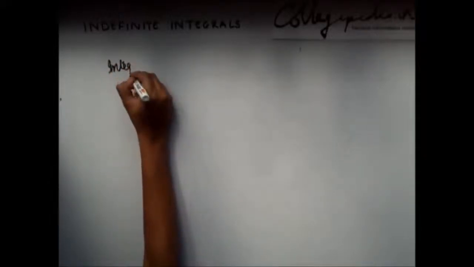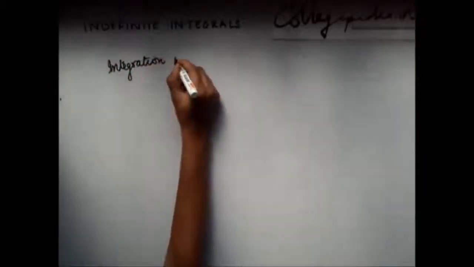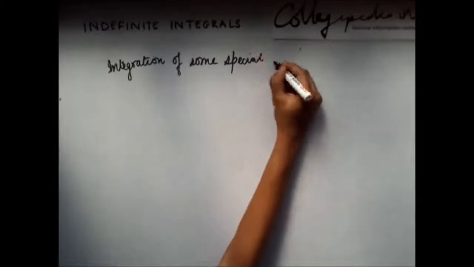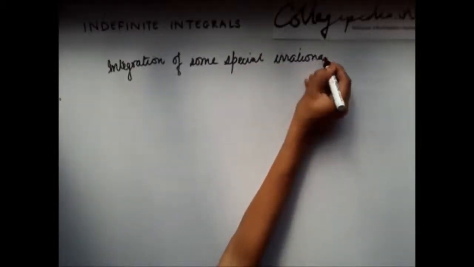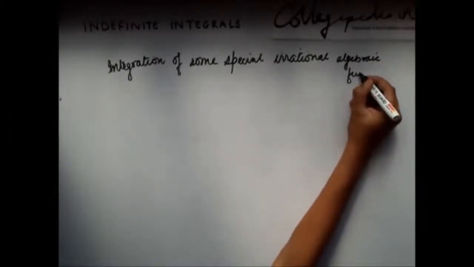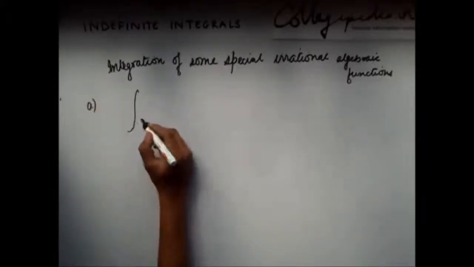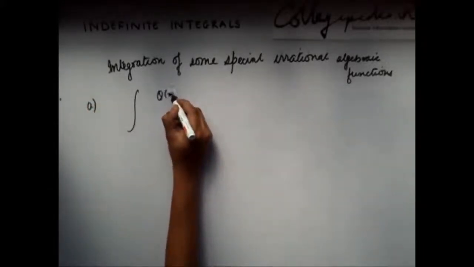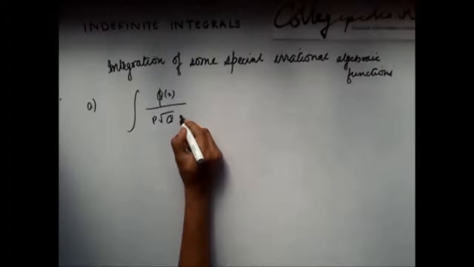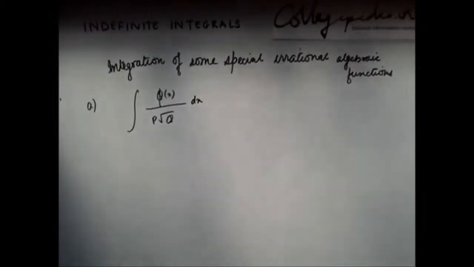Now, our next topic of discussion is integration of some special irrational algebraic functions. For example, let's say we have an integral of the form phi of x divided by p root q dx. This is phi.